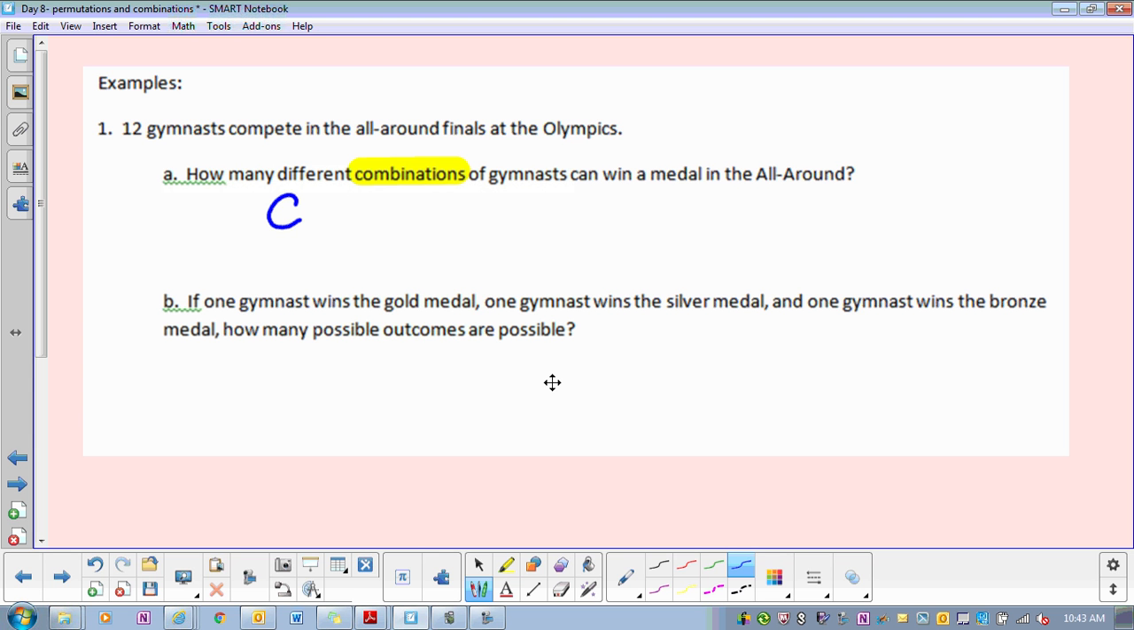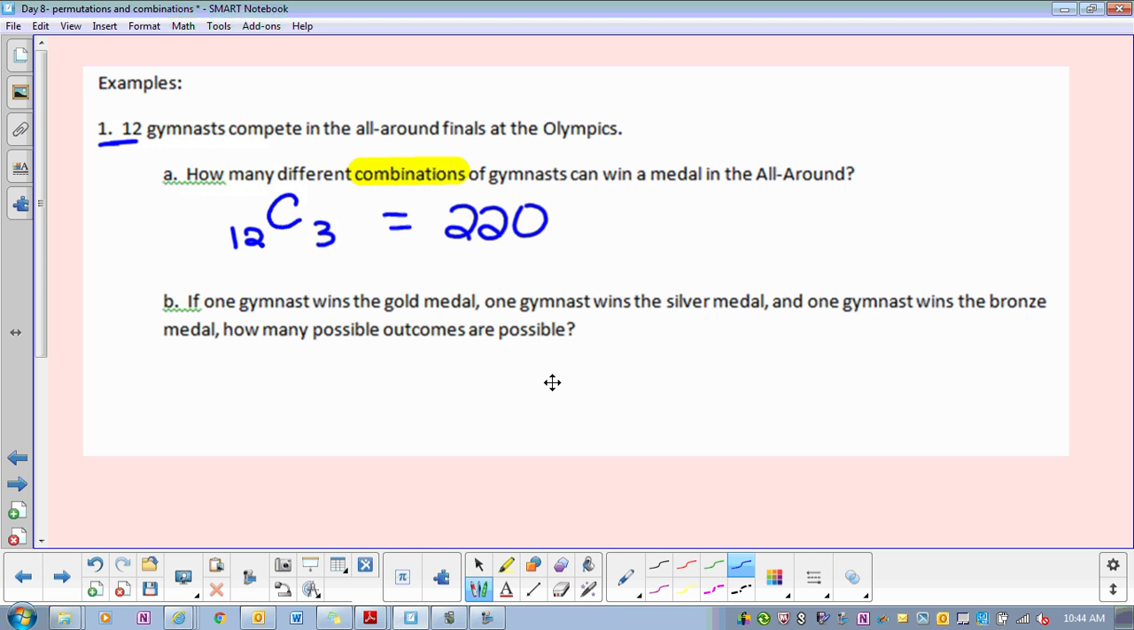How many gymnasts are there competing total? 12, right? So from 12, you choose how many? How many medals are there in the Olympics? 3. Gold, silver, and bronze, right? So out of the 12, you choose 3. What is it? 220. So 220 different combinations of gymnasts who will win a medal. I don't know what an all-around is, but I'm thinking that's some sort of final round, right?